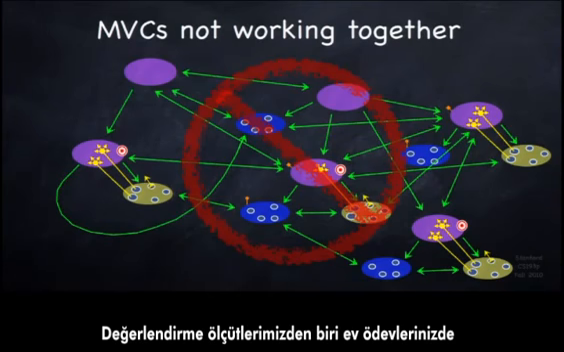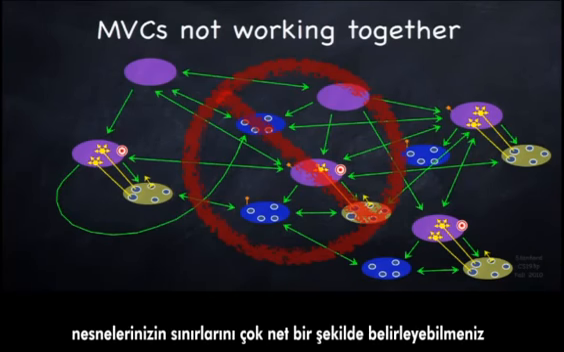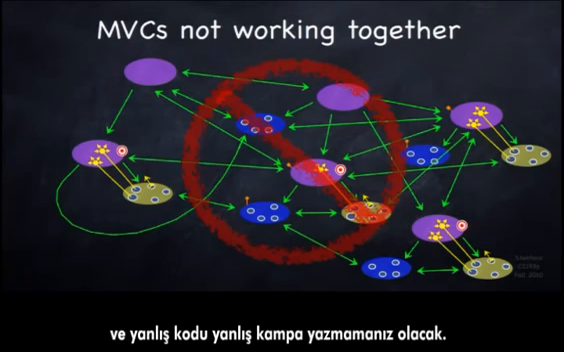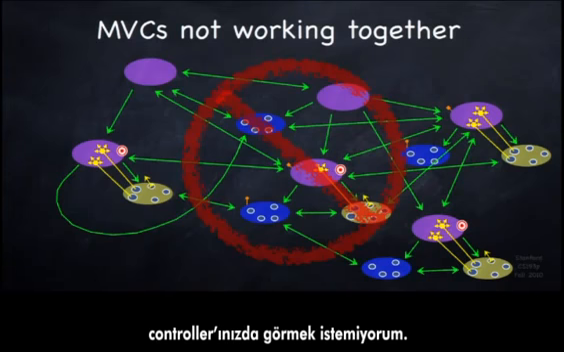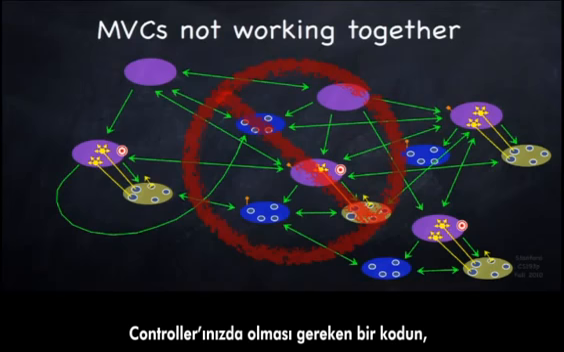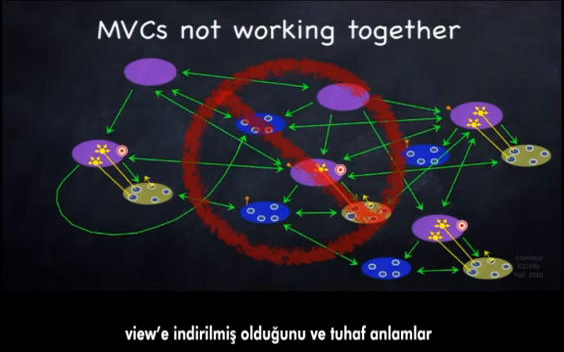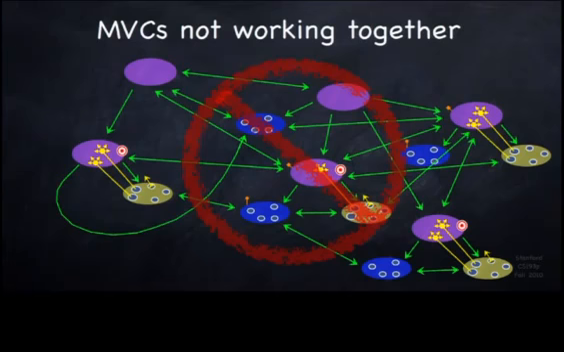So one of the evaluation criteria that's going to be on your homework is defining the boundaries of your objects very clearly and not putting the wrong code in the wrong camp. So I don't want to see code that's really your model in your controller. I don't want to see code that's supposed to be in your controller pushed down into some view that's kind of weird, has weird semantics.